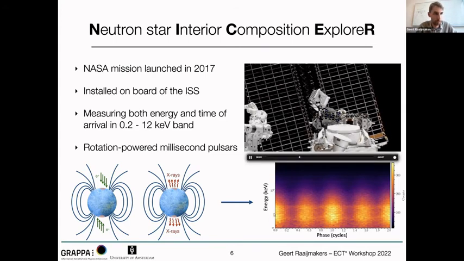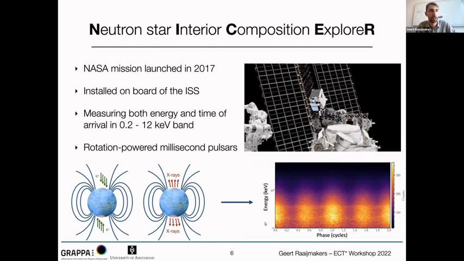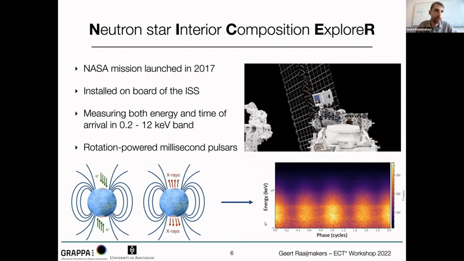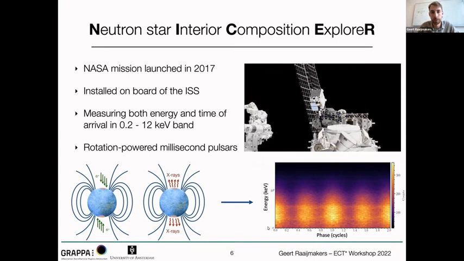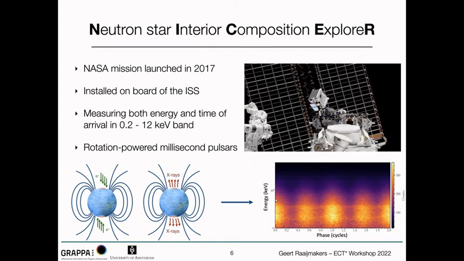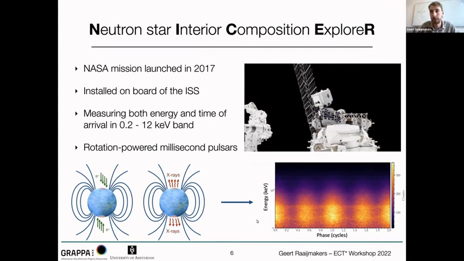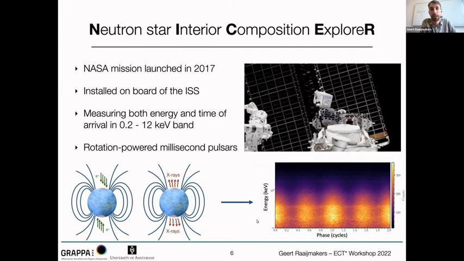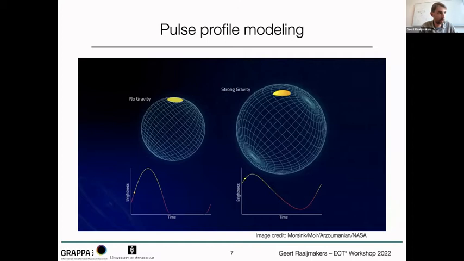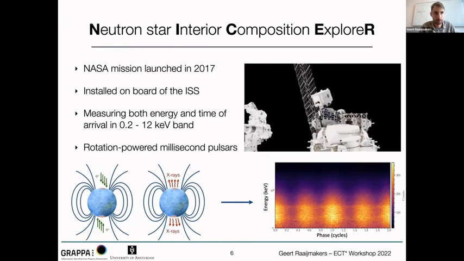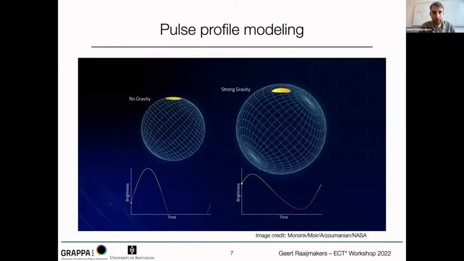So in the plot here on the lower right, I'm showing the energy versus the phase of the pulsar, and you can see this very nice pulse behavior that encodes some of the information that we eventually use to get the mass and the radius out. So maybe let's see if this is playing. Okay, not really. This is a video, but it works as well as an image.